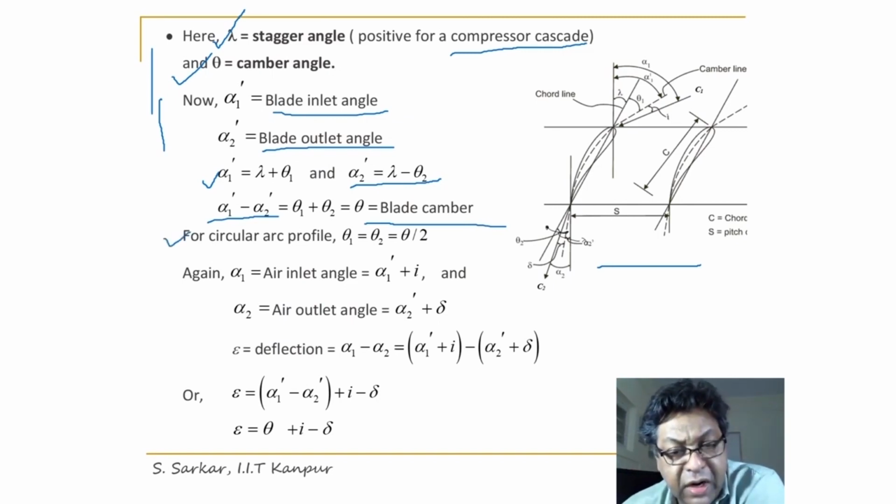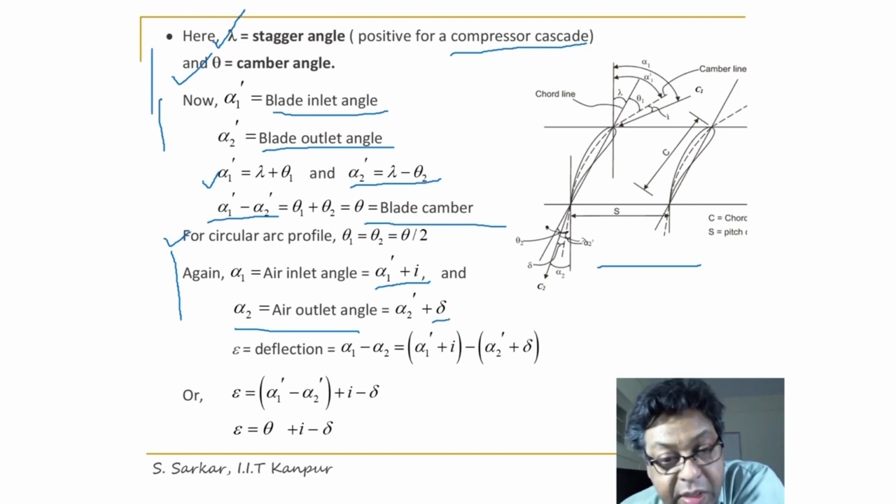Now you know for a circular arc profile, theta 1 is equal to theta 2, which is equal to theta by 2. Now, the air inlet angle alpha 1 can be given by alpha 1 dash plus I, and the air outlet angle alpha 2 is equal to alpha 2 dash plus del, where I is the incidence and del is the deviation. Now alpha 1 and alpha 2, these two are the flow angles.